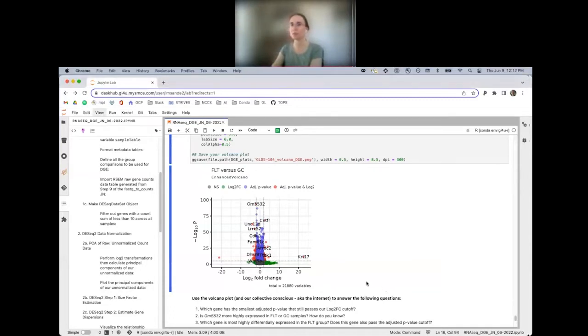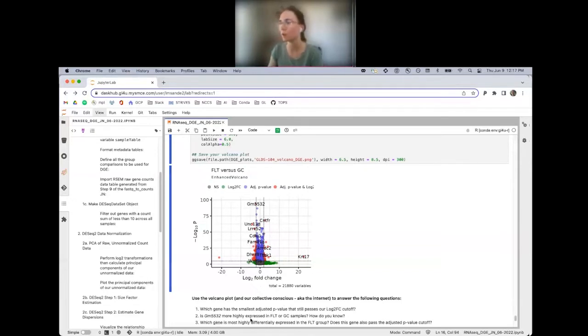All right. And so then I think a couple people might have come in a little bit after I went over the second question. So I just want to really quickly review it as well. So the question was, we identified GM5532 as the gene with the smallest adjusted p-value or largest negative log adjusted p-value. And it does pass that log two fold change cutoff because it's within the part of the plot that's outside the log two fold change cutoff thresholds here with the two vertical dotted lines.